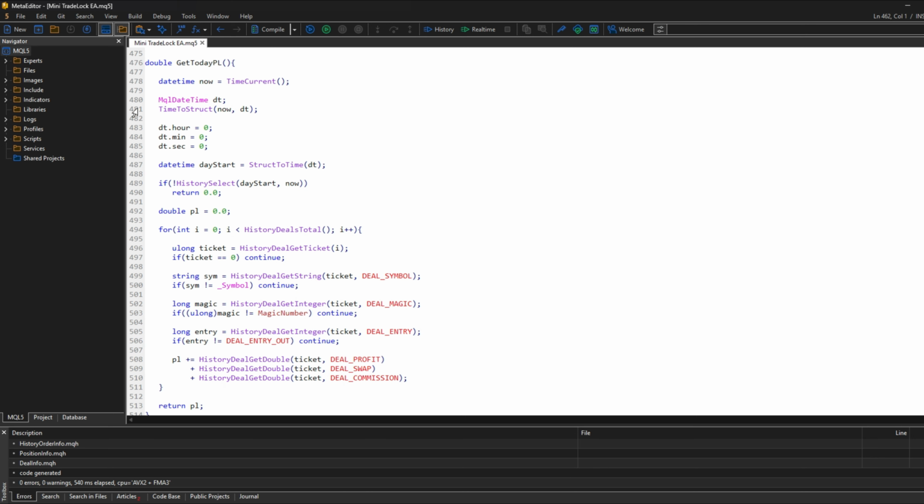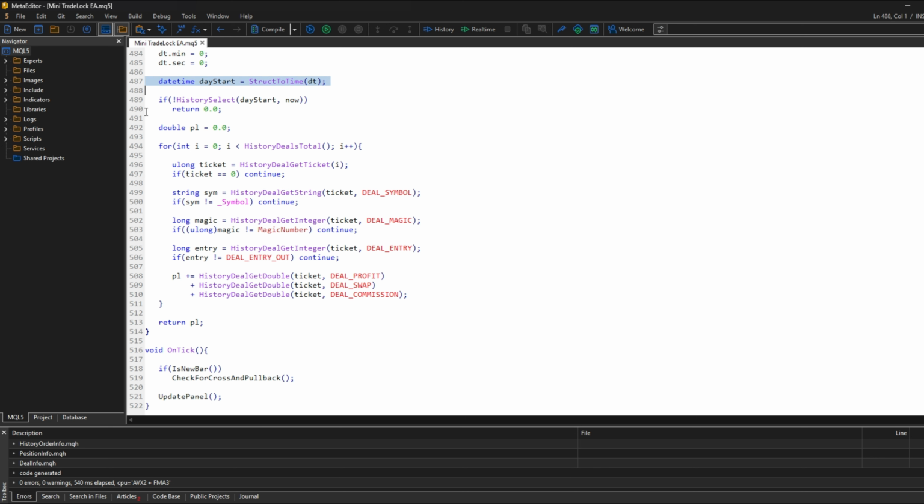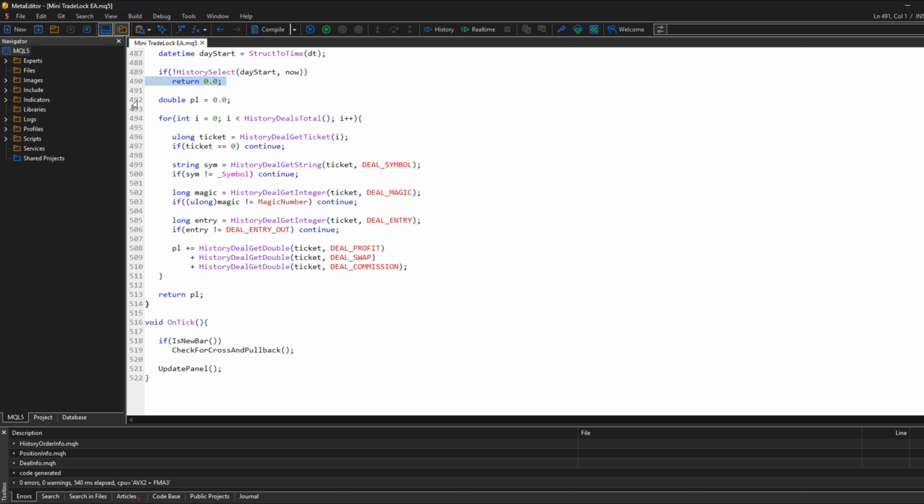Next, we have the get today's P&L function. This calculates today's profit and loss. We get the current server time, convert it into a date structure, and reset the hour, the minute, and the seconds back to 0. That gives us the start of the current day. Then we select the trade history from the start of the day until now. If the history selection fails, then we return 0.